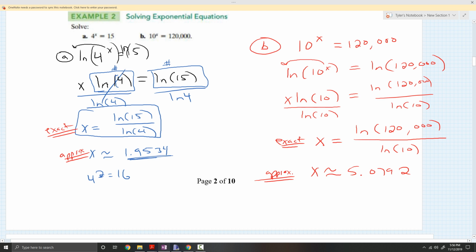Then again, you could think about, is this reasonable? 10 to the 5th power would be 1 with 5 zeros, so that would be 100,000. It seems reasonable, because 100,000 is fairly close to 120,000, and 5 is fairly close to 5.07. So yes, that seems reasonable. We seem to be in the ballpark that my answer would be correct.